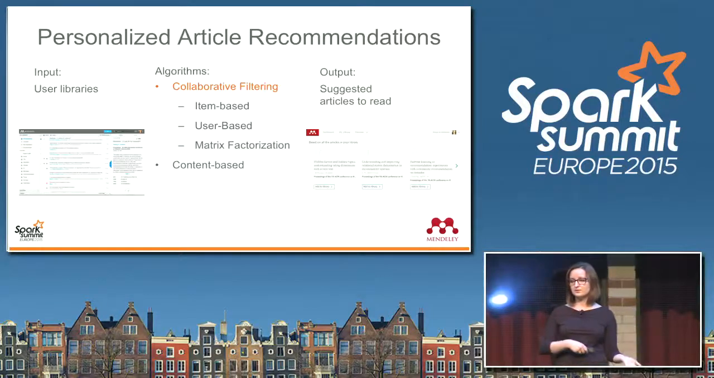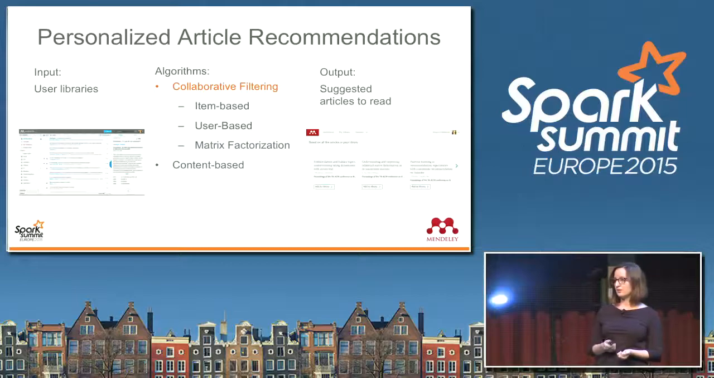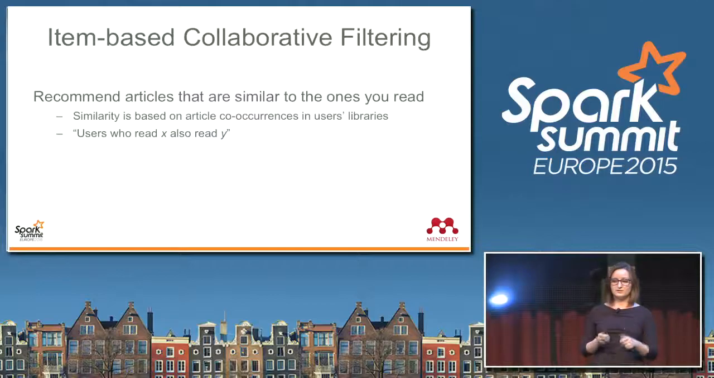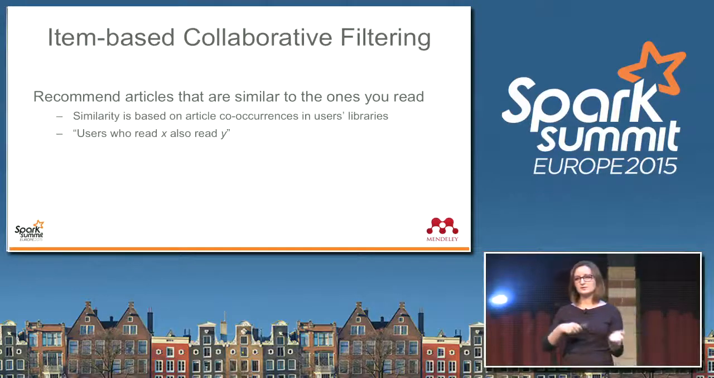You can go for content-based or collaborative filtering solutions. In this talk, I will talk about collaborative filtering solutions, and in particular, three types of algorithms: item-based, user-based, and matrix factorization. Just briefly, with item-based collaborative filtering, the idea is to find items that are similar to the ones you already have in your library and then recommend them, very much like the Amazon style of users who bought this also bought that.